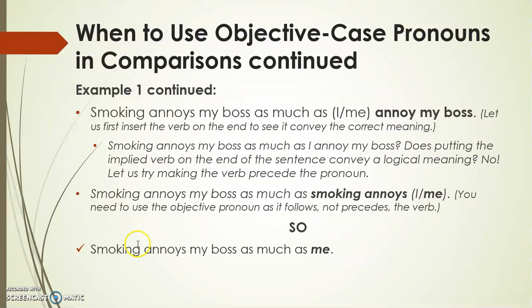You can actually write this, smoking annoys my boss as much as me. So you have that implied verb phrase, or I should say, smoking annoys. So you need to have an objective case pronoun, me. Annoys is the verb. Smoking will be the subject. Okay?